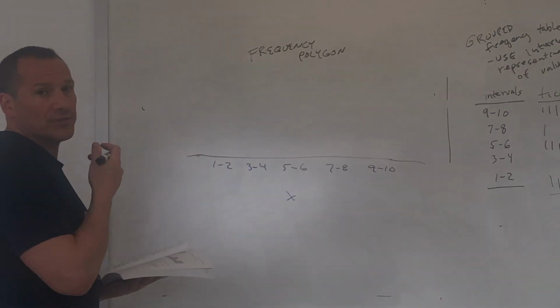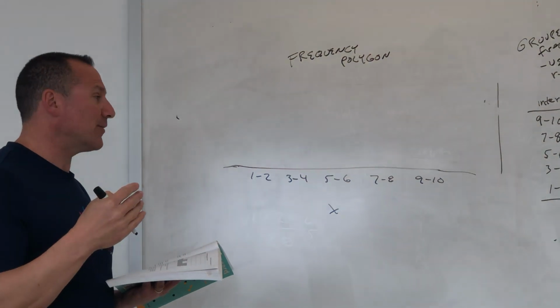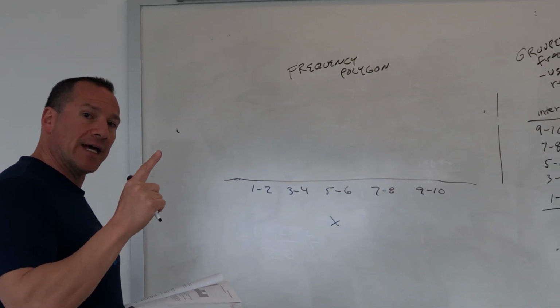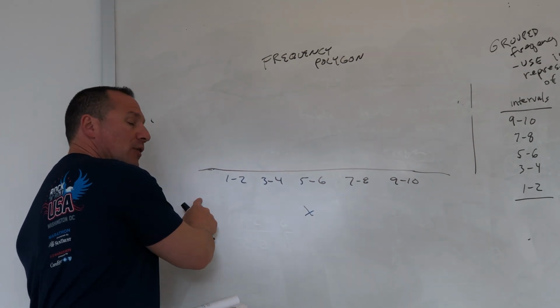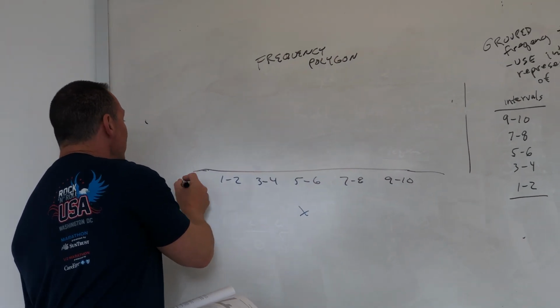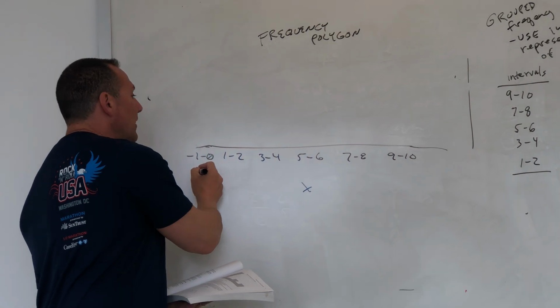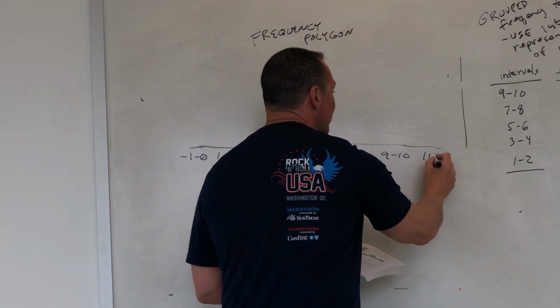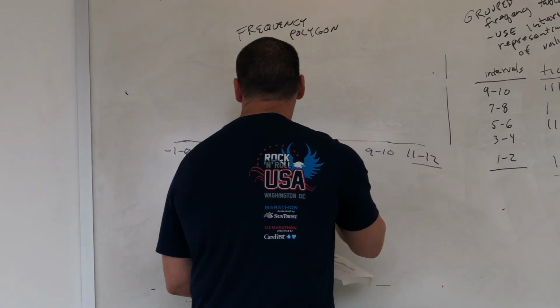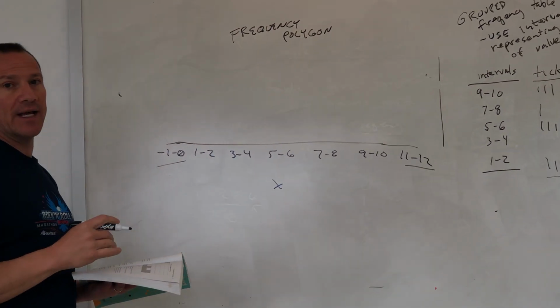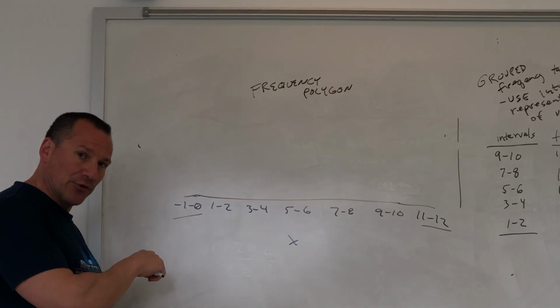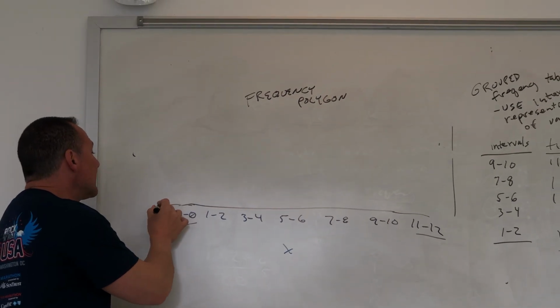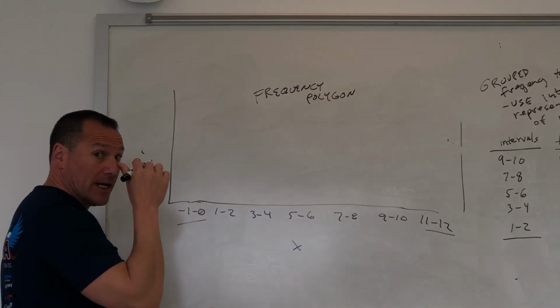Now here's something that students sometimes find a little weird. You'll see the reason for it. We're going to add an interval below the lowest. So this would be -1 to 0. And we're going to add an interval above the highest. So this would be 11 to 12. Now we know the scale was 1 to 10, so we know these are going to be 0 in frequency, but that's actually intentional, as you'll see.